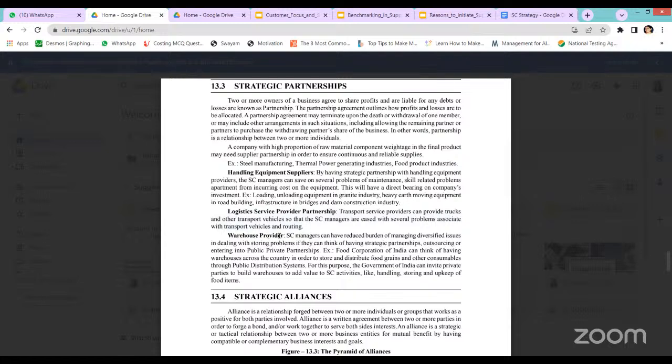Next one is the warehouse provider. Yes, you have the stock, you have the orders, but if you don't have the proper warehouses to store your material or finished products to meet the consumption needs, again it will be a problem, especially in the food industries, right? So business entities enter into warehouse partnerships, warehouse provider partnerships, public-private partnerships.